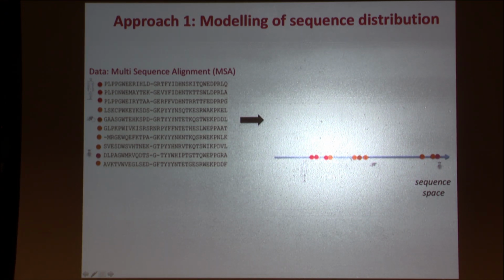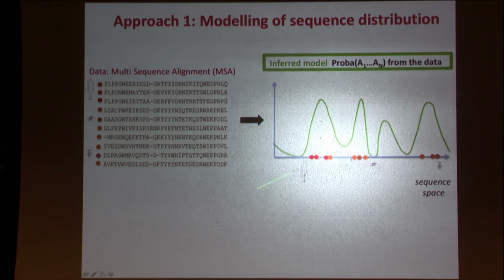What we would like to do is actually to have a model. There will be a vertical axis here, and you can think of it as a score. This model will give each sequence a value, and it will define some kind of complicated curve above the sequence space.